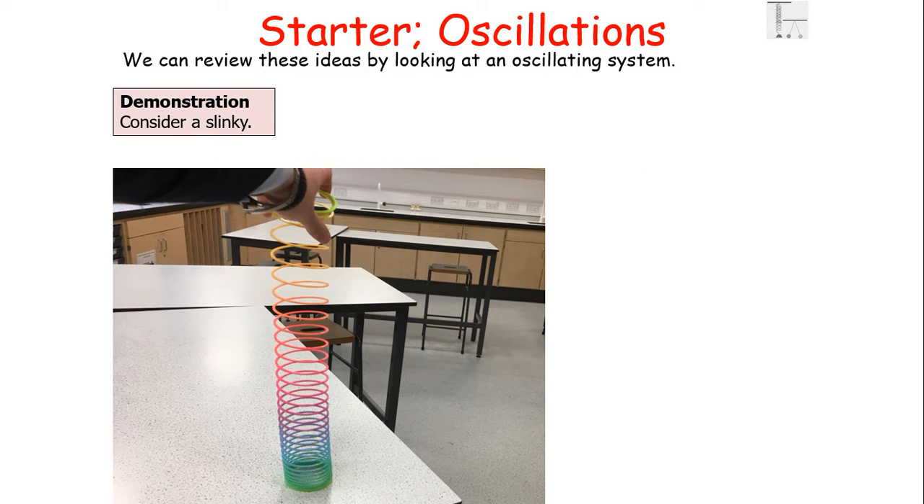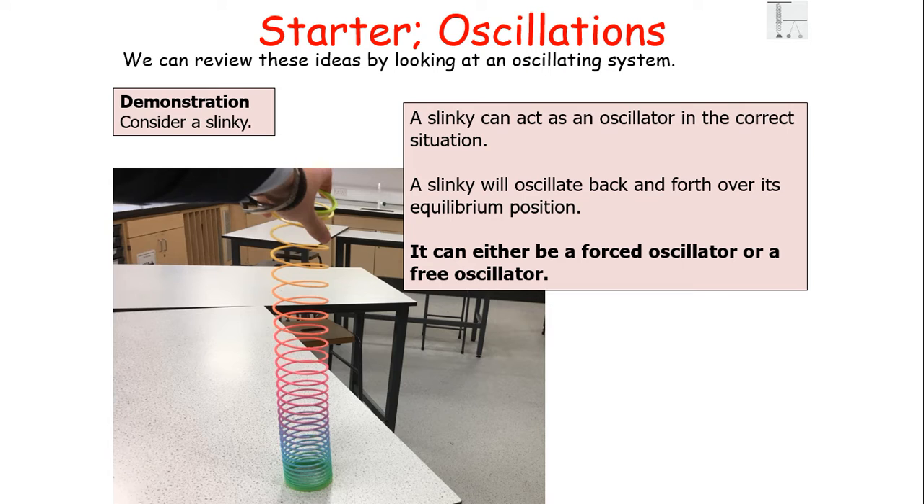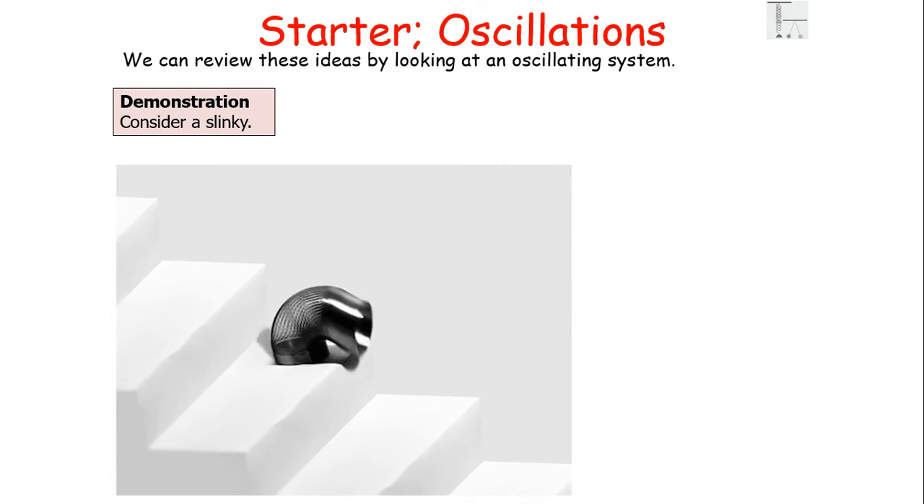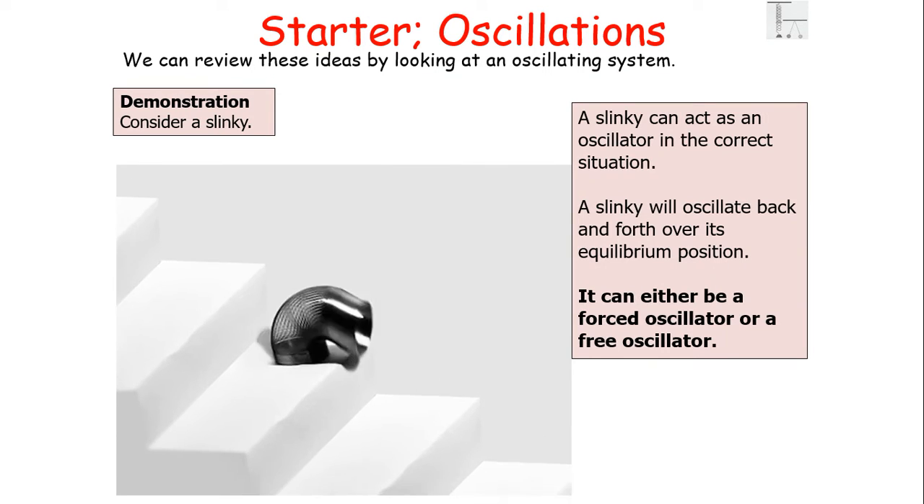So previously we've looked at the idea of an oscillating system. Now we can review these ideas by considering a slinky. A slinky can act as an oscillator in the correct situation. A slinky will oscillate back and forth over its equilibrium position, and we can make it either a forced oscillator or a free oscillator. So a slinky can actually be either type of oscillator.